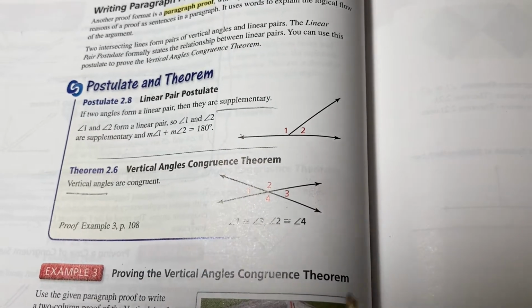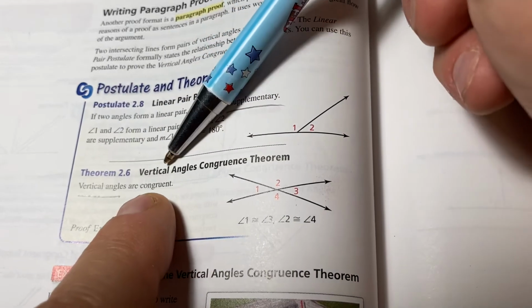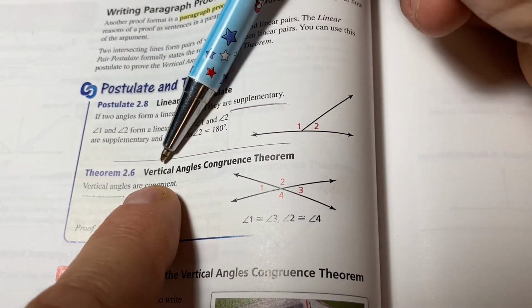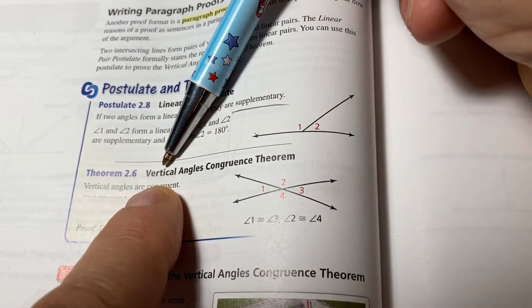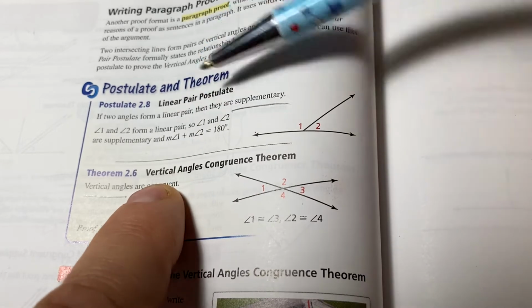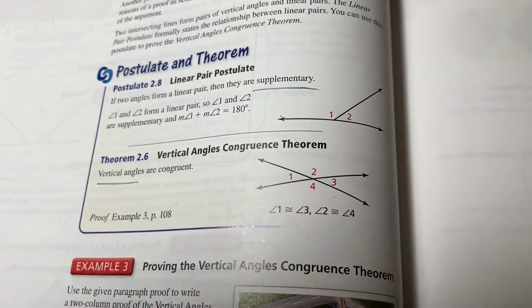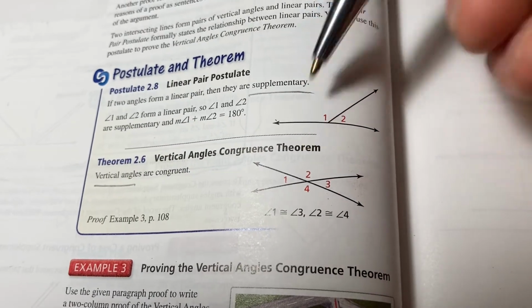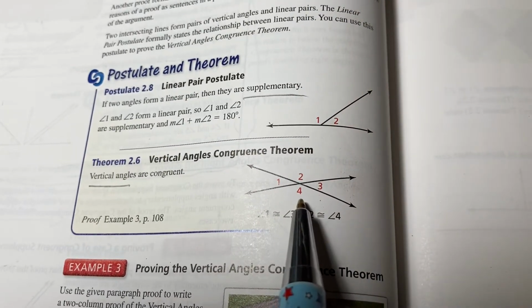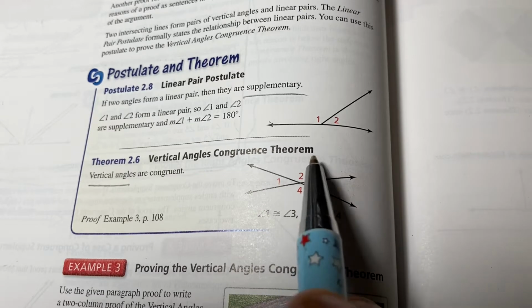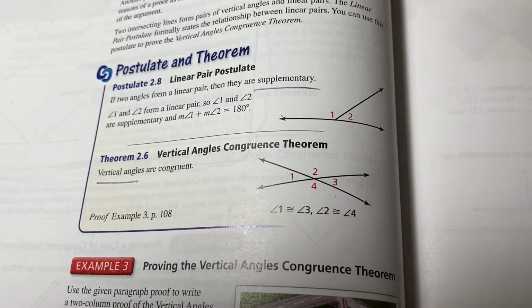Vertical angles are congruent. Vertical angles, again, are not named for a vertical line; the name is derived from the word vertex. So vertical angles are congruent. Angle 3 and angle 1 are vertical angles, so they're congruent to each other. Angle 2 and angle 4 are vertical angles. Therefore, angle 2 and angle 4 are congruent. They're the same measure.